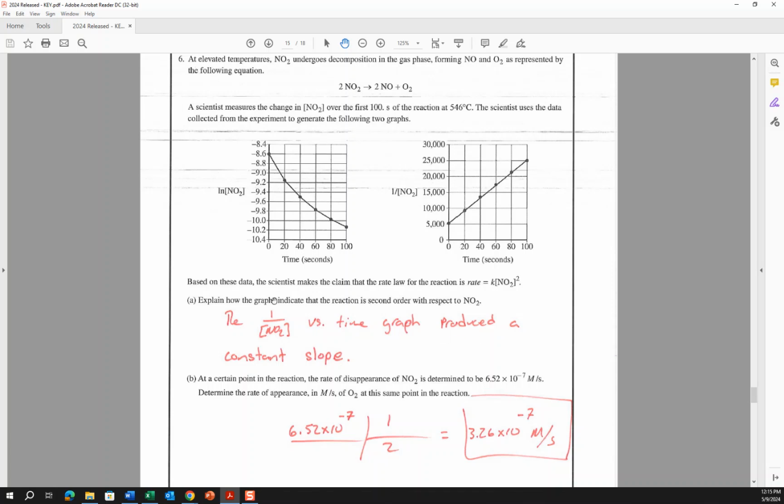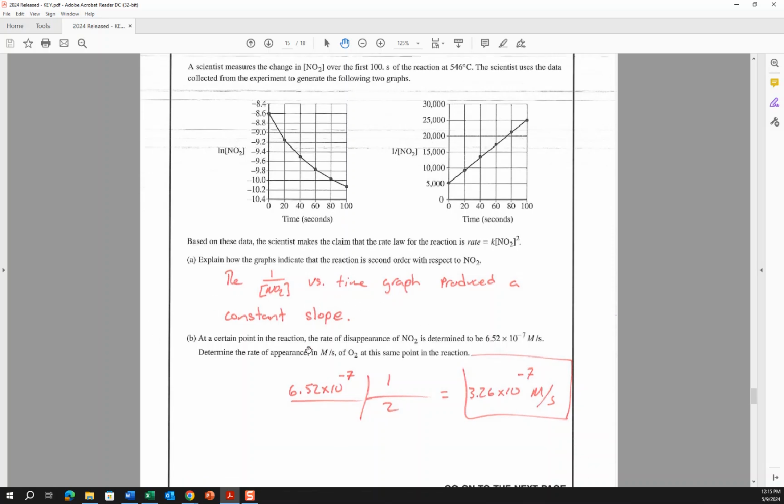Now, it says graphs plural, so you might need to have mentioned that it's not first order because the natural log of concentration versus time graph did not give us a straight line, but they didn't give us that much space here, so I'm thinking that this would be good enough.